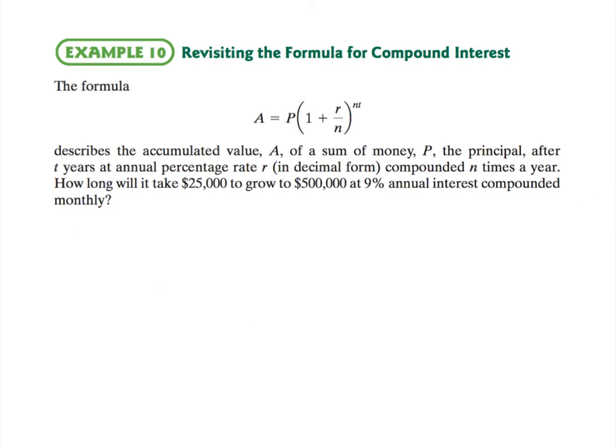Okay, so in this section, the predominant type of application problem we're going to see is using the interest formula. And typically what we do here is we solve for some sort of time and figure out how long it takes to grow a certain investment account. So in this problem, we want to see how long it takes to grow 25,000 to 500,000 using 9% compounded monthly.